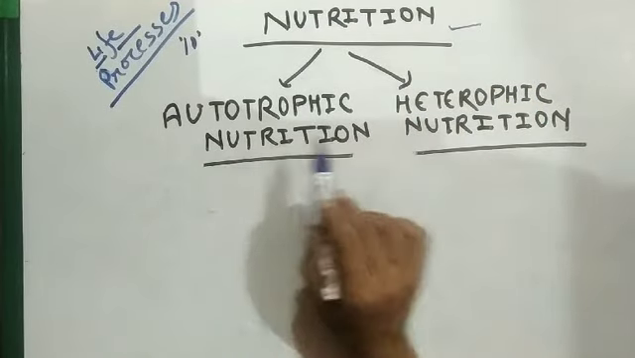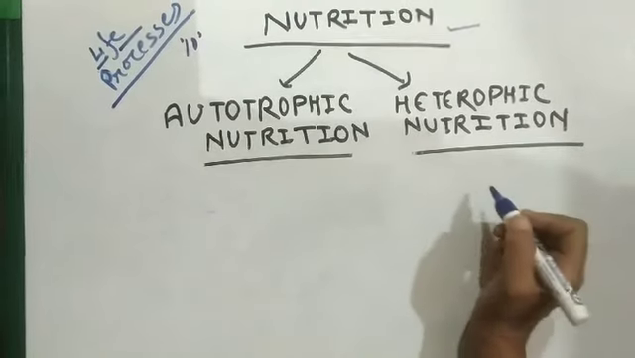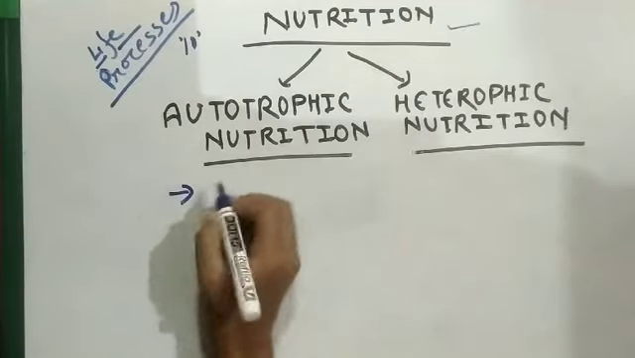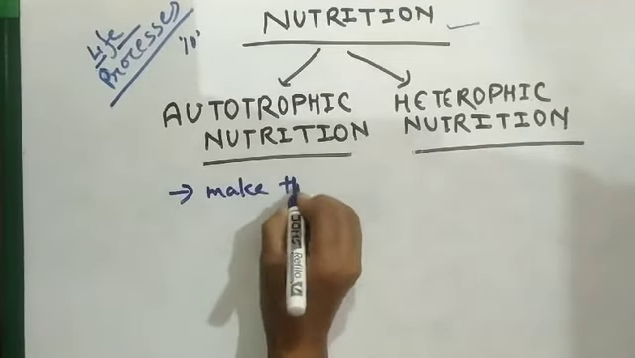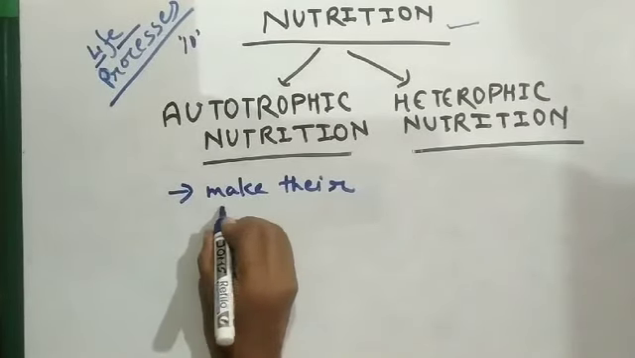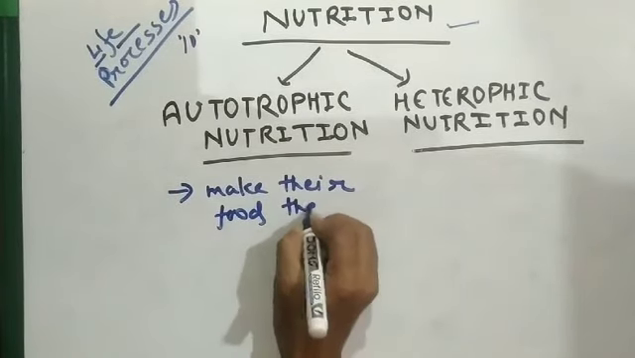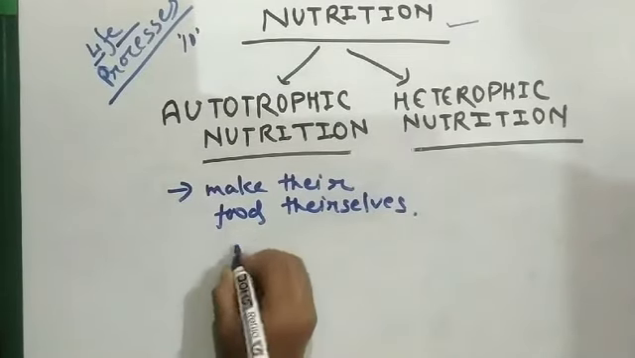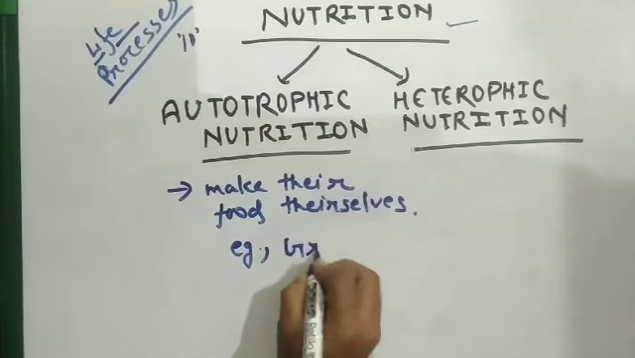There were two types of nutrition, autotrophic nutrition and heterotrophic nutrition. Those organisms which make their food themselves are called autotrophs, and their mode of nutrition is called the autotrophic mode of nutrition. These include the green plants. The example of an autotroph is the green plants.